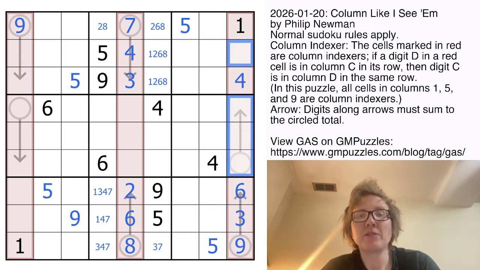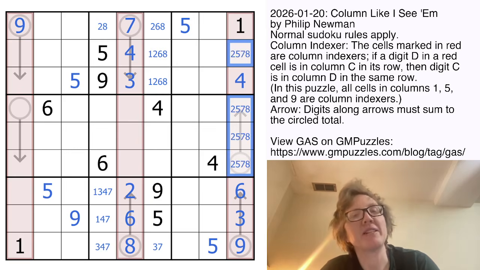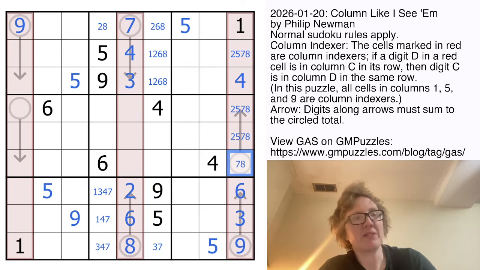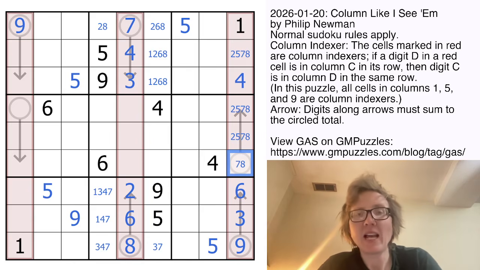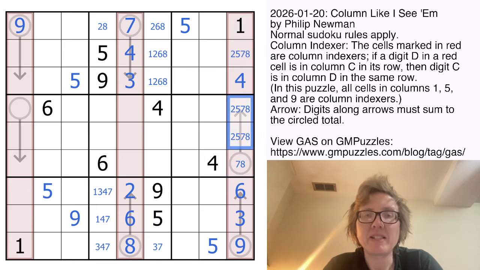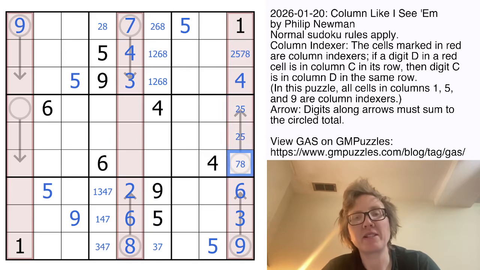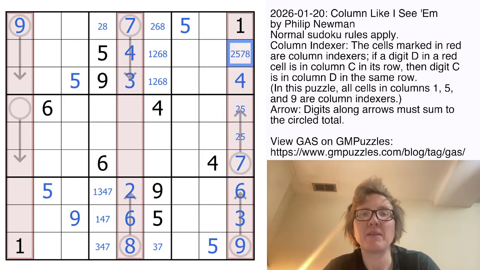Now we need some more digits in this column. Normally I wouldn't pencil mark when I had this little going on, but hopefully this will reveal something. So these need to be 2, 5, 7, and 8. So the sum here has to be 7 or 8. And then the summands can't be 8, can't be 7, those are too big. So this has got to be 2 plus 5, that's going to be a 7 now. That makes this digit an 8.